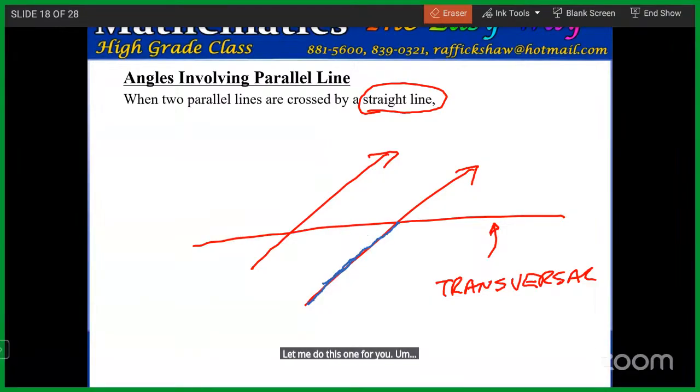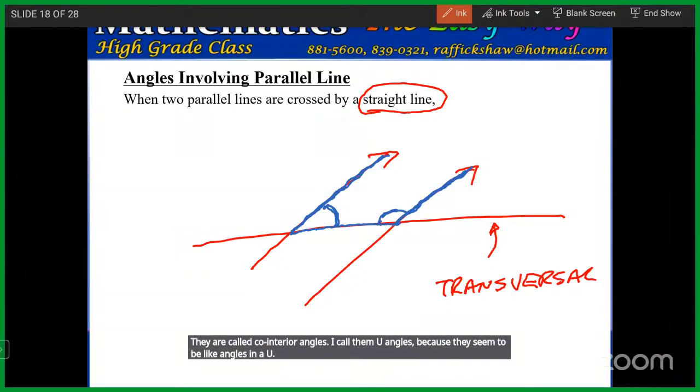So co-interior angles, if I use the blue again, it's like you come down one of the parallel lines, go along the transversal line, then you continue up the same end of the parallel line. These two angles in here, they are called co-interior angles.